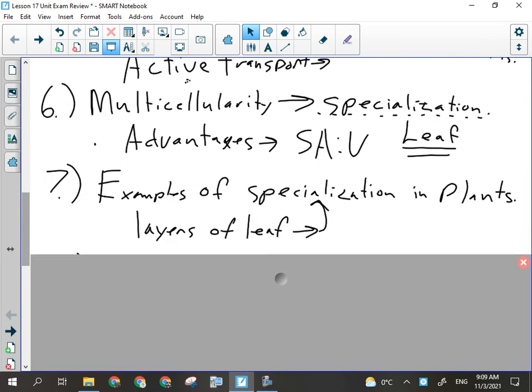Okay, and then this was our examples of specialization. Sorry, I got ahead of myself. I already talked about that. Okay, our example of specialization is plants, the layers of the leaf in particular. Make sure you know what each part of the leaf does, because that's important for that part of the quiz.